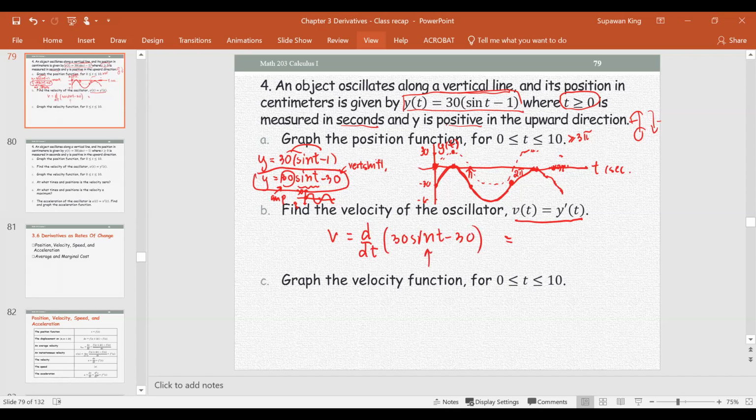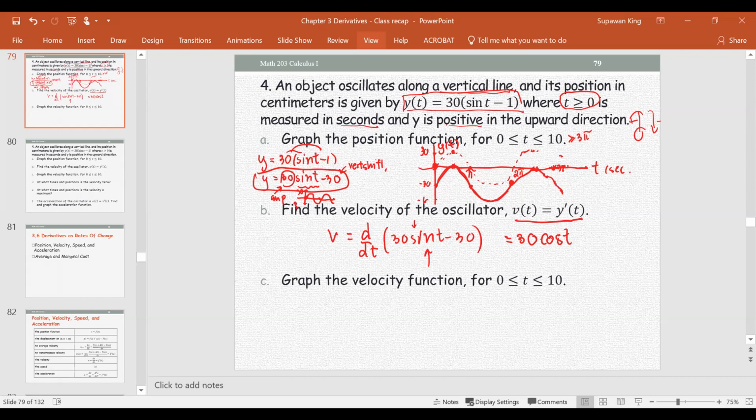For the first term, you have 30 as a constant multiple, multiplied by the sine of t, whose derivative is cosine of t. Recall that sine begins with s, so the derivative remains the positive sign. The derivative of negative 30 is 0. So we have the velocity function as 30 times cosine of t. And then in part C, graph the velocity function.